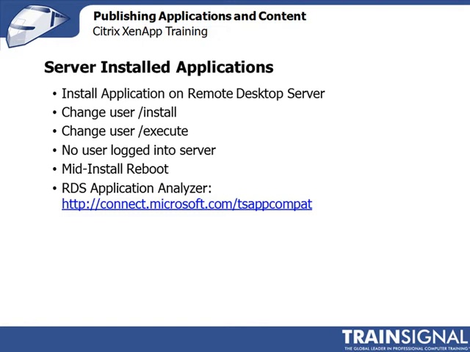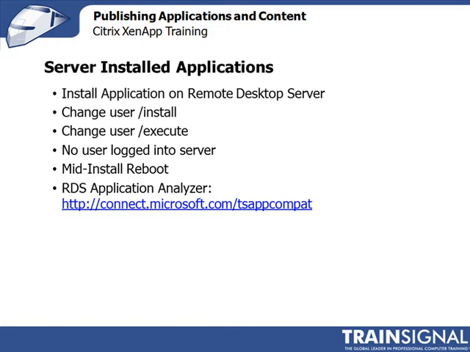So, using Install Application on Remote Desktop Server basically puts the RDS server in the right mode to accept applications. Now, you can do that from a GUI, or you can do that from a command line by invoking the command change user /install. Change user /install puts the XenApp server into install mode. This mode basically tells the server, I'm about to install an application onto you.